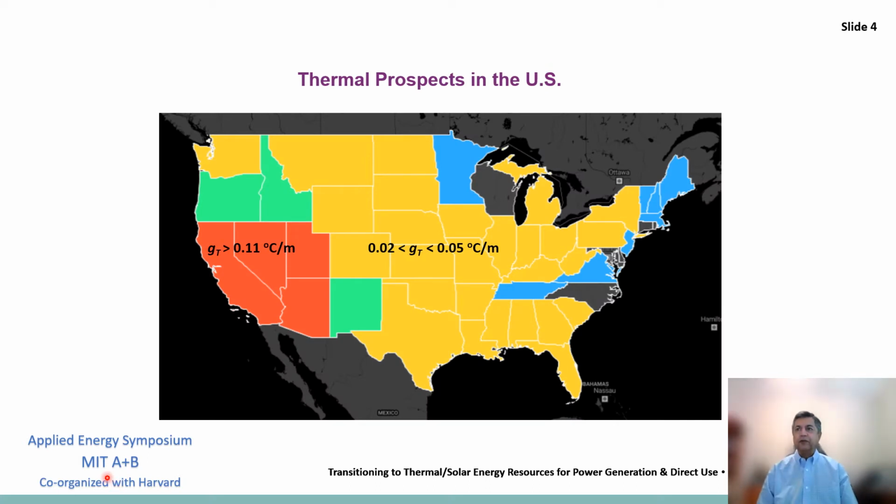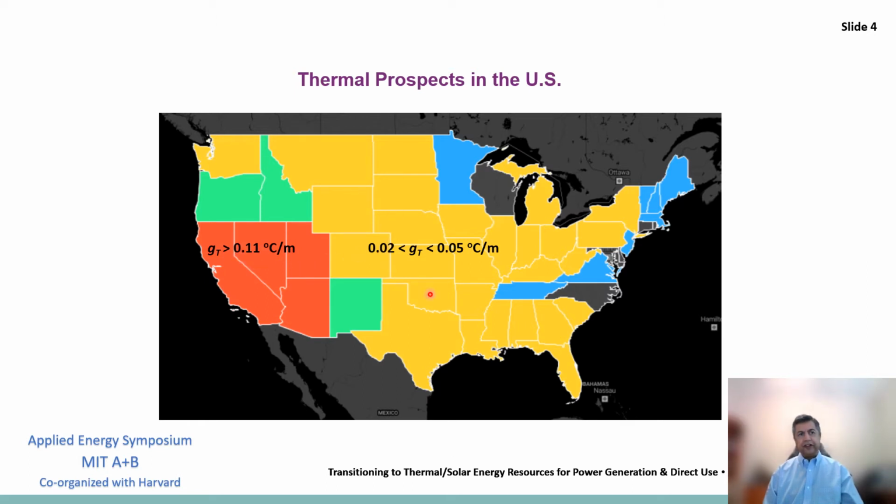So what are the prospects in the US? As you can see, the western states are desirable for generation of power given the high geothermal gradient.